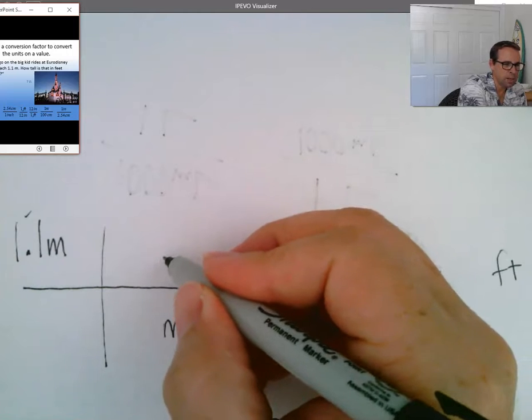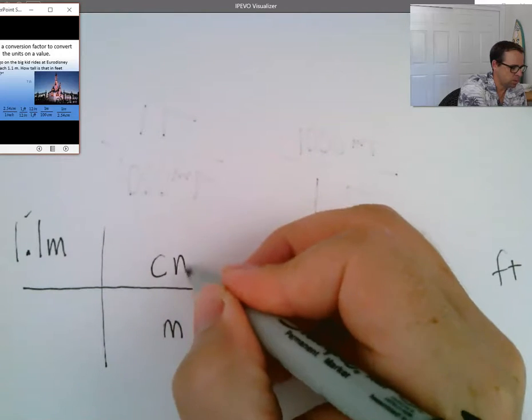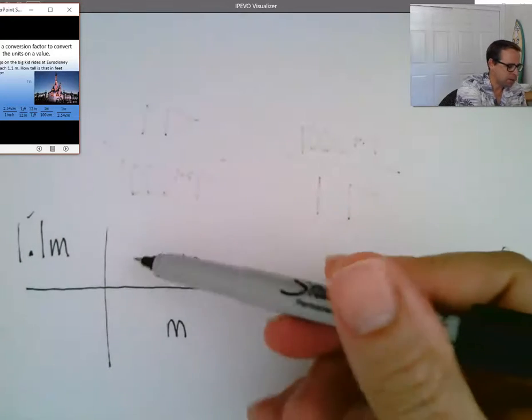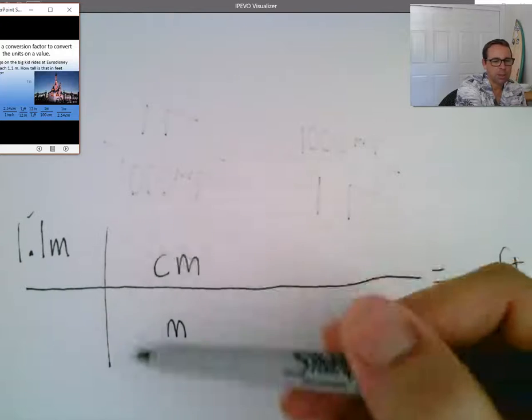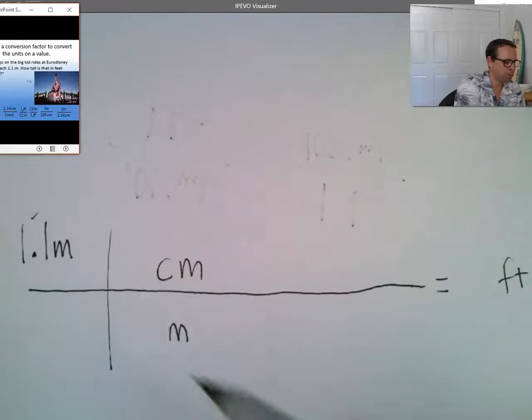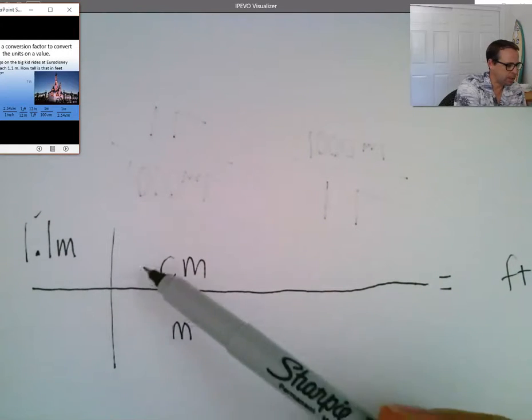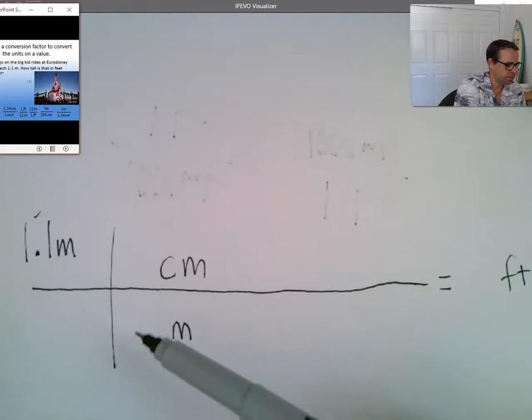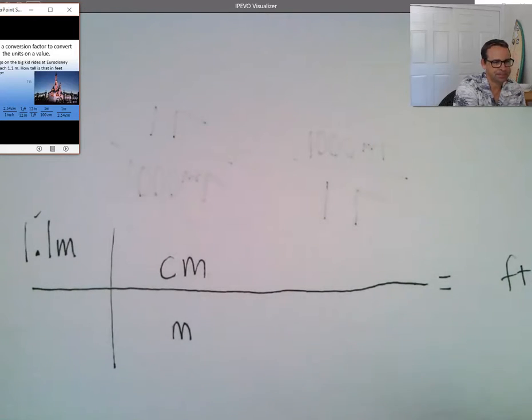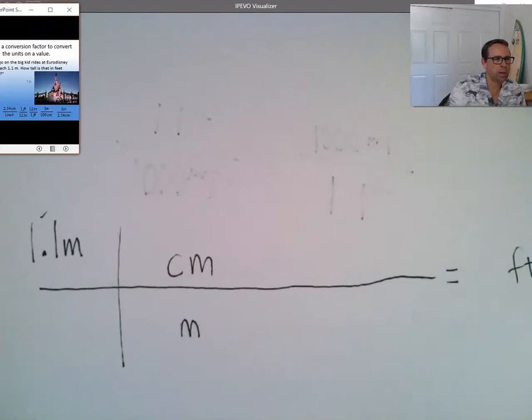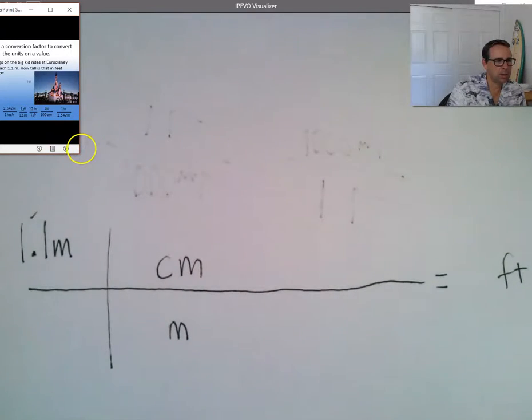Let's say we want to go to centimeters. Okay. Now the numbers have to reflect the appropriate value. How many centimeters are there per meter? Okay. I can't read that chart. But well, was it 250? No. How many centimeters in 1 meter?